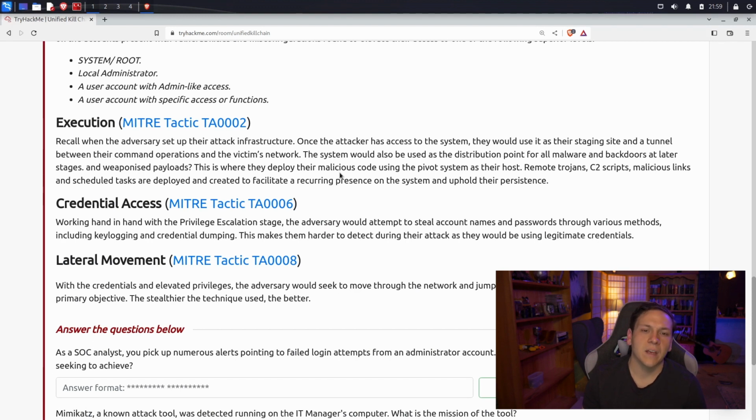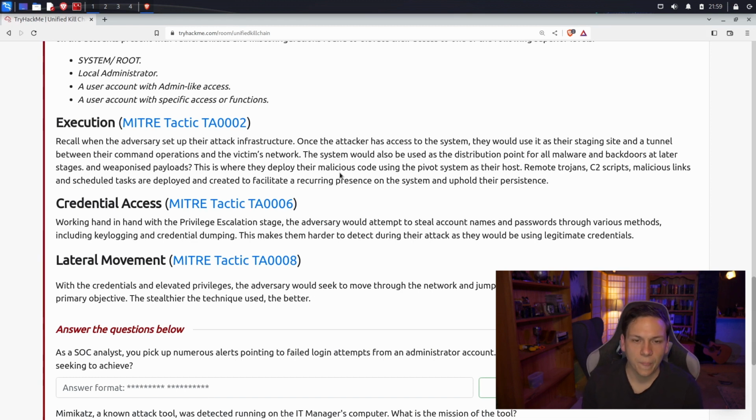Credential access. Working hand in hand with the privilege escalation stage, the adversary would attempt to steal account names and passwords through various methods, including keylogging and credential dumping. This makes them harder to detect during their attack, as they would be using legitimate credentials.